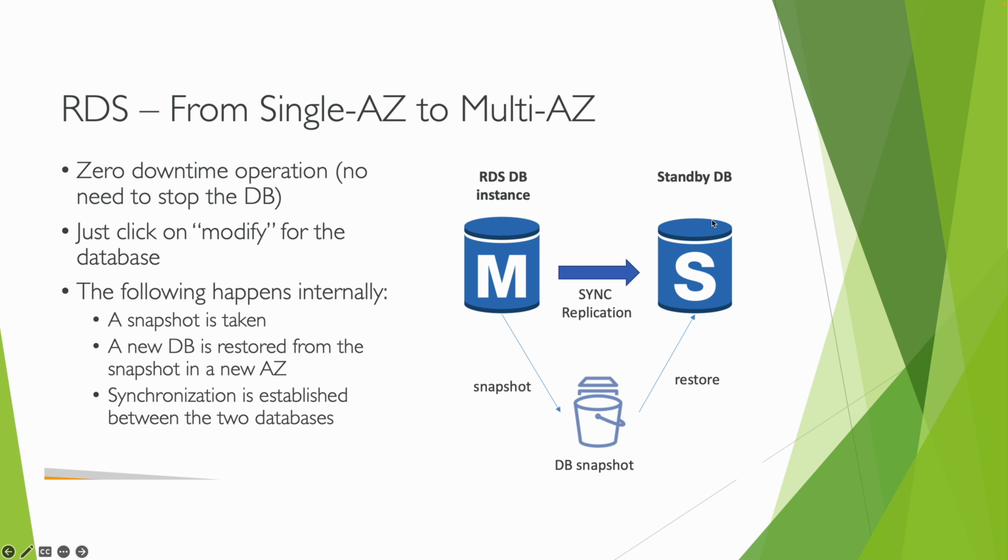So a snapshot is taken, a new database is restored from the snapshot in a new availability zone. This is created in another availability zone because we are promoting to multi-AZ. Synchronization is established between the two databases. Now these two databases are in sync, and whenever there is an issue with the master instance, the standby database will take its place and keep your application running.